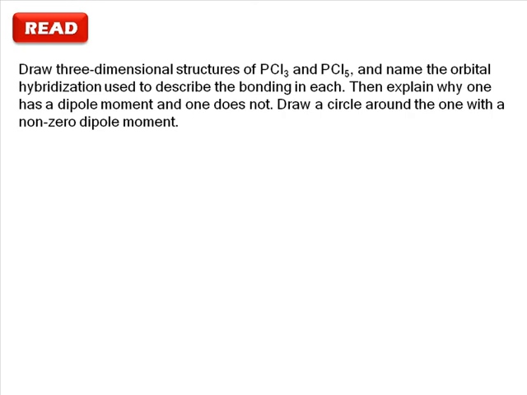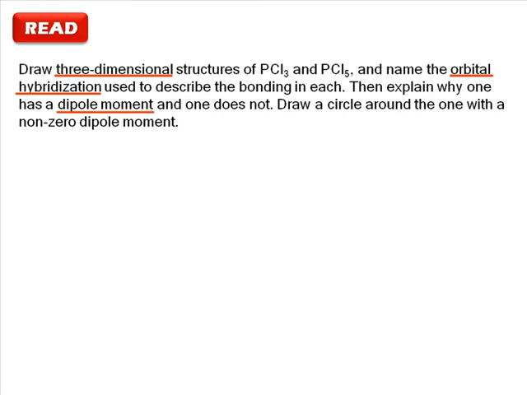On reading this question, we find that it asks us to draw 3D structures of PCl3 and PCl5 and name the orbital hybridization of the central atom in each case. Then we need to determine which molecule has a dipole moment and which does not.